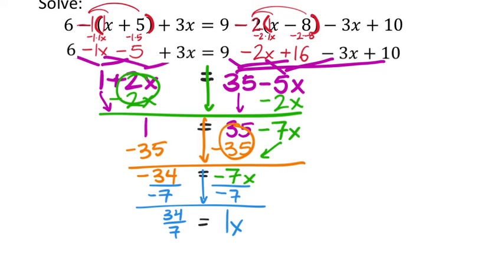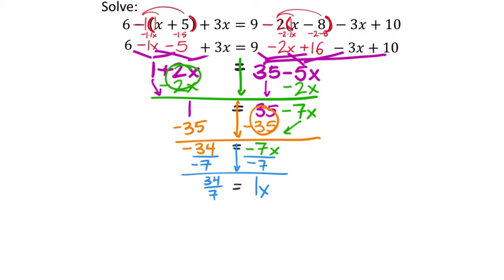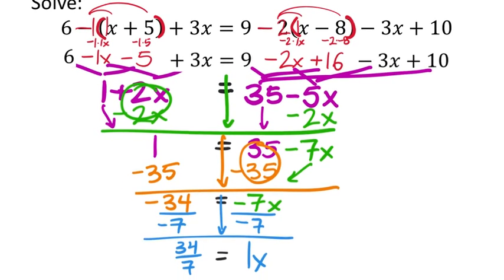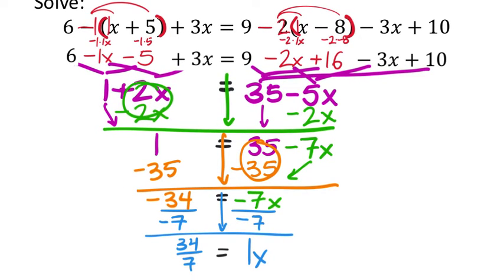Now, as fun as that was, we're not done, because I want to make sure that I do have a solution. So instead of rewriting the problem, which I was almost planning on doing, I'm just going to go back up here. I'm going to replace this x with 34/7. I'm going to replace this x with 34/7. But it looks like we got a couple more on the right side. So let's replace this x with 34/7. And let's replace this x with 34/7.